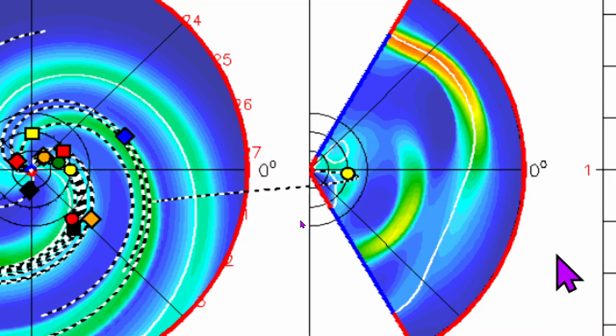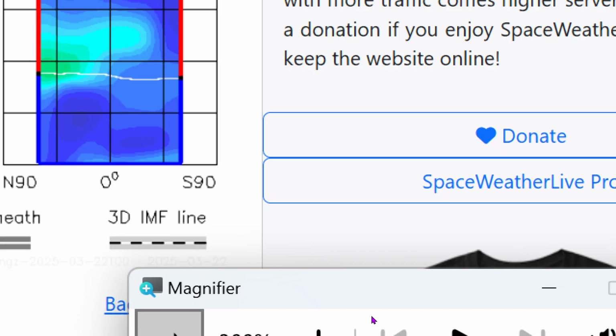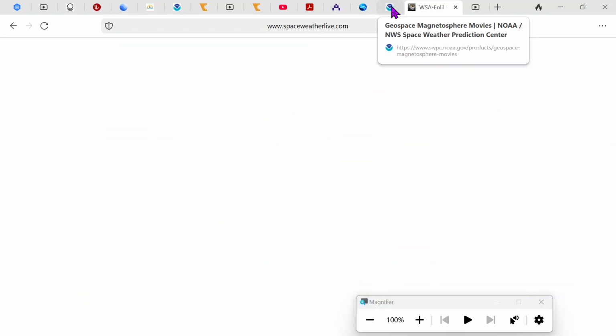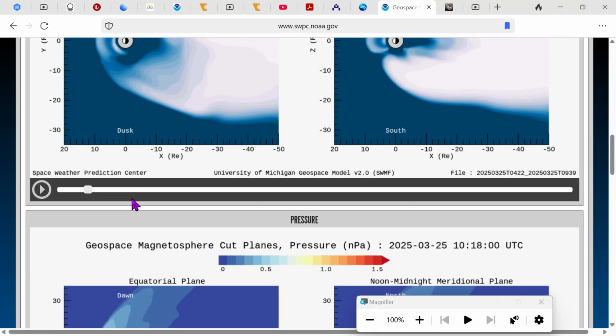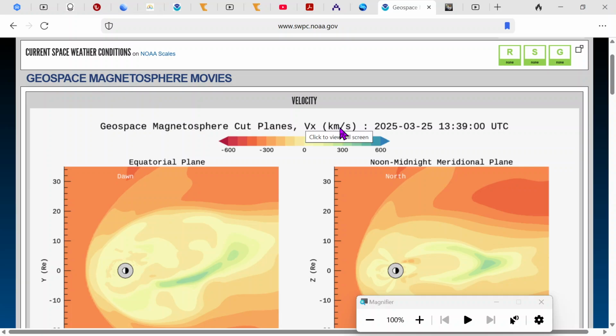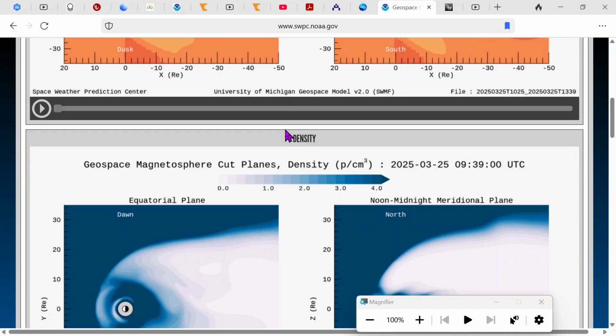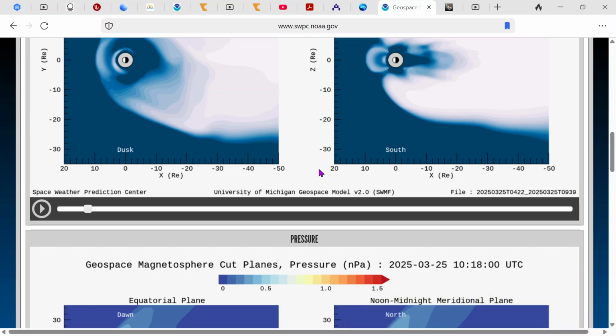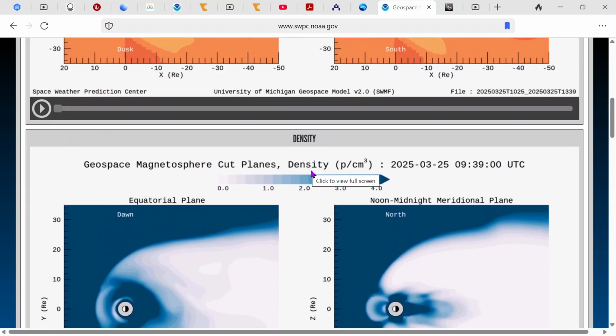Where is this zooming tool? Magnifier. The thing is, going back here, geospace magnetosphere movies. We have velocity, we have density, we have pressure. But that's it. If something is dense, we need to assume that it is made out of something.